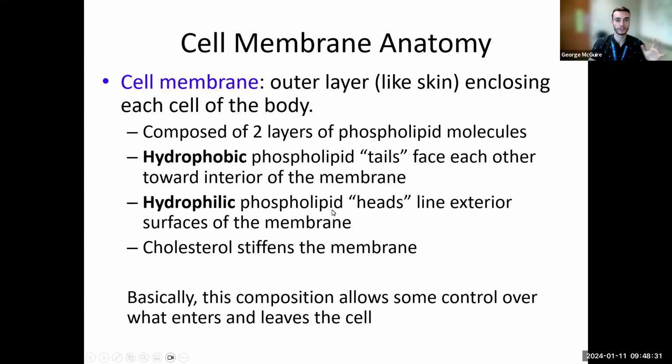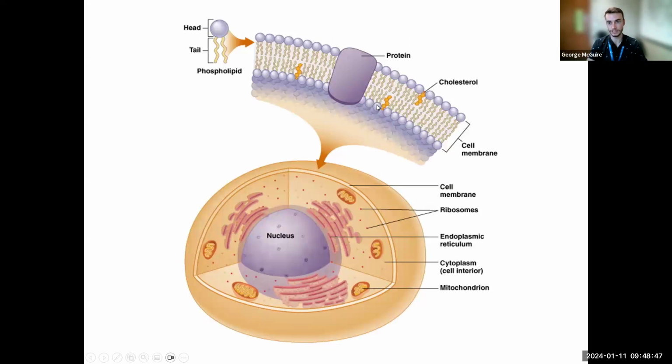We do have other molecules in here, proteins, carbohydrates, and then other lipids called cholesterol, which helps stiffen the membrane. But mainly, we're going to be talking about that phospholipid structure, what that does for the cell, a little bit about cholesterol, and then the proteins that are in there. So this is what that phospholipid bilayer structure looks like. So this is our cell membrane.